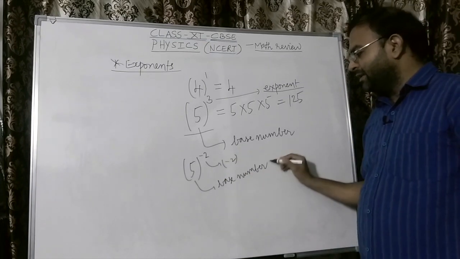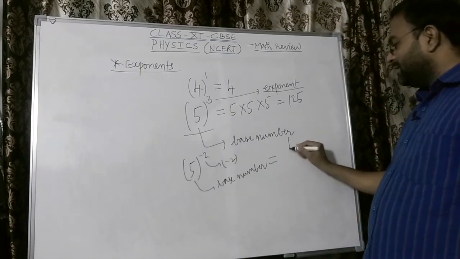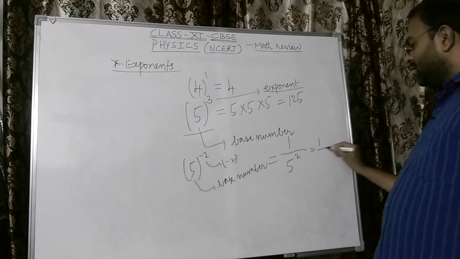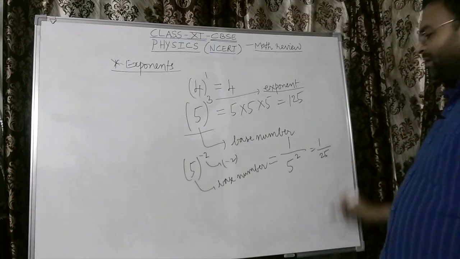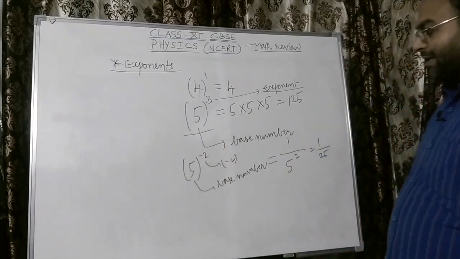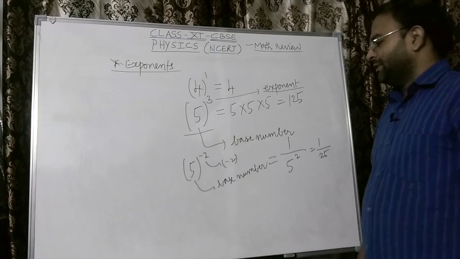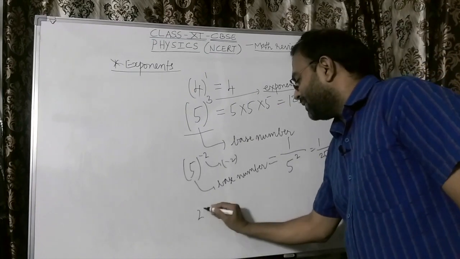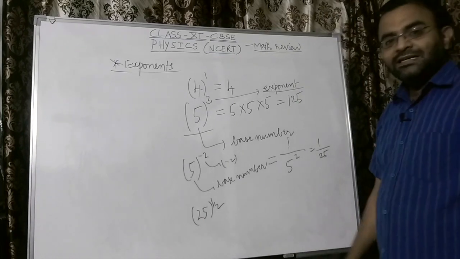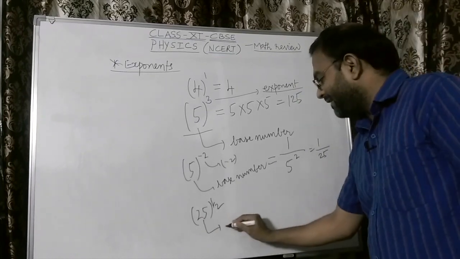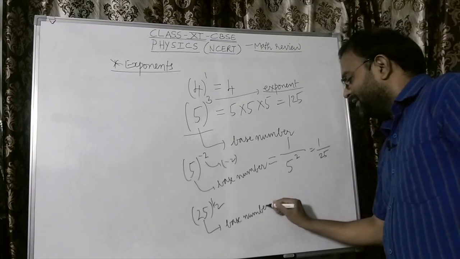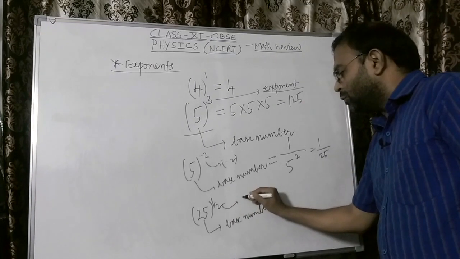What does it mean? This just means that this is 1 over 5 raised to power 2. This is nothing but 1 over 25. This is the meaning of a negative exponent. Right. What about fractional exponents? I write, let us say, 25 raised to power 1 by 2. In this case, the base number is 25 and the exponent is 1 over 2.